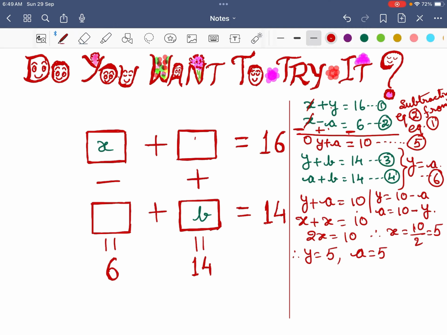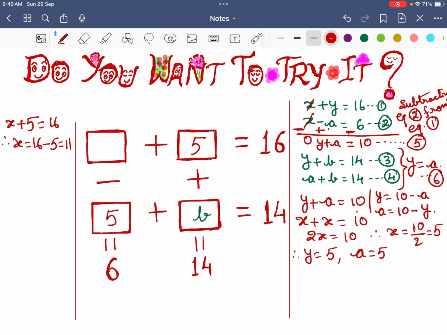Here I can replace this y and a with the digit 5. Now it is very simple. See here, I will tell you. First equation is x plus 5 is equal to 16. Therefore, x is equal to 16 minus 5, that is equal to 11. So we can substitute x with 11. 11 minus 5 is equal to 6. Now this is satisfied.